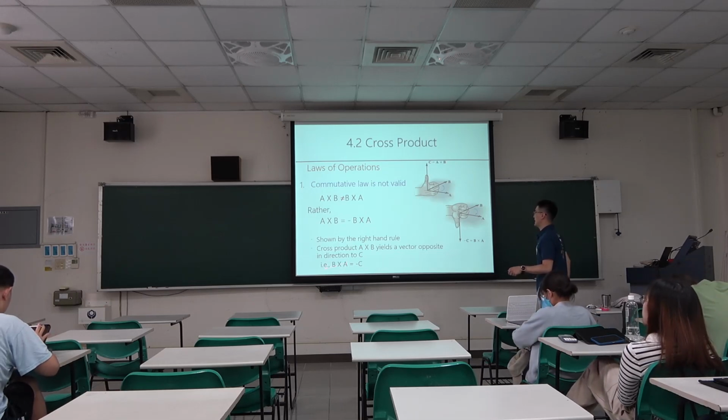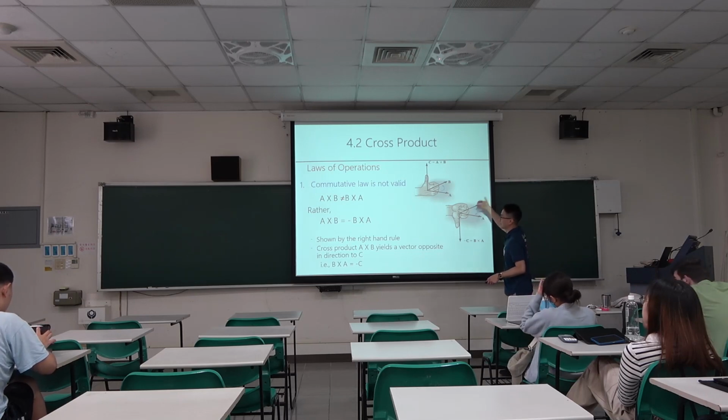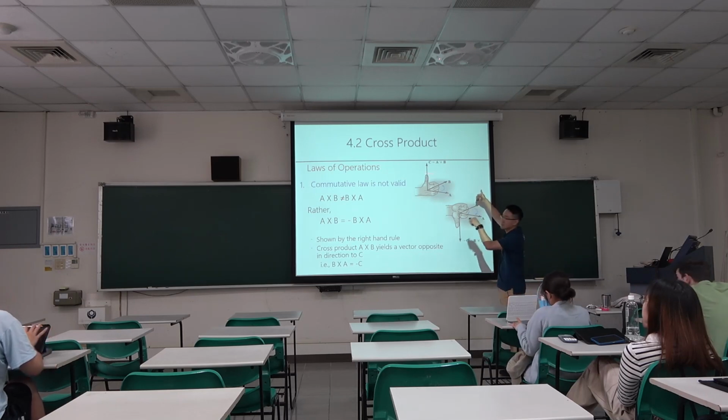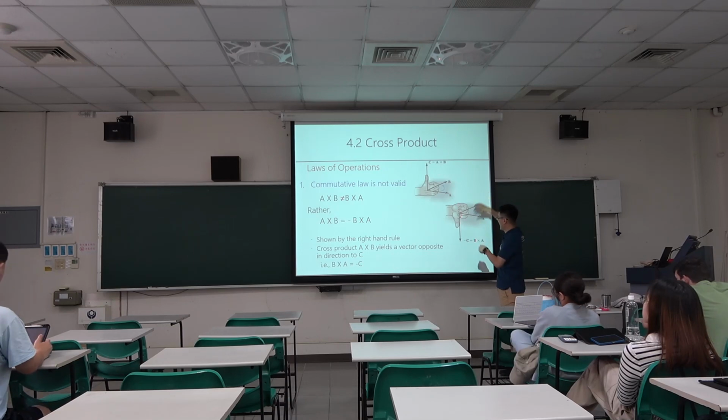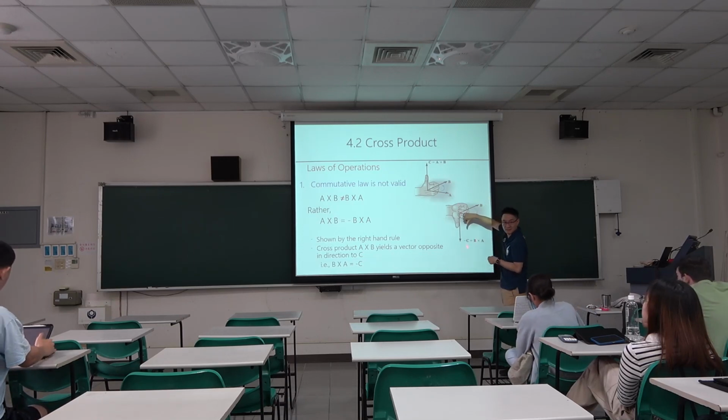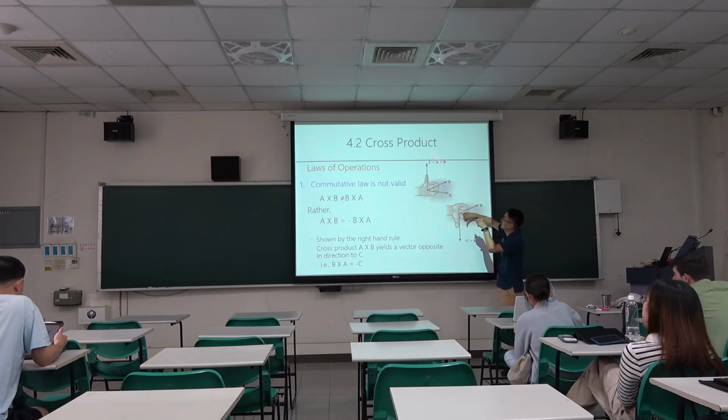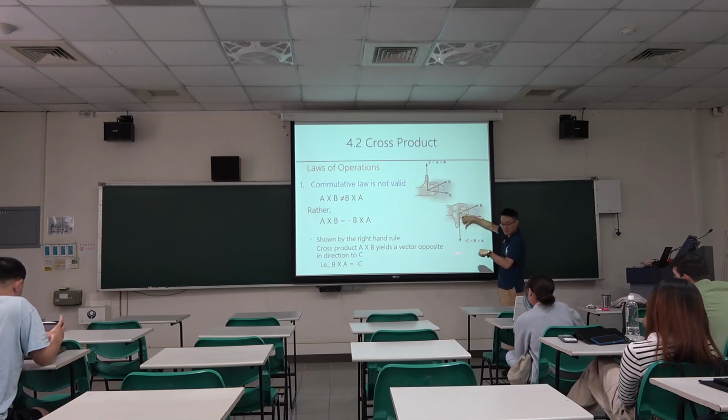So if A cross B gives us positive C, then B cross A gives us negative C. Okay, so here is negative. Clear?